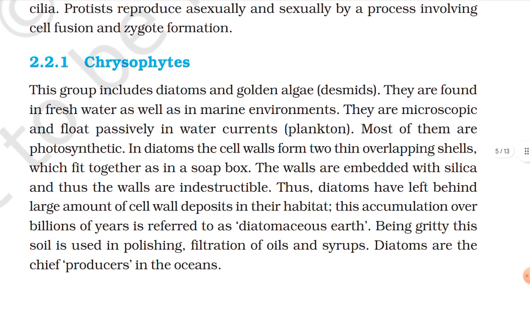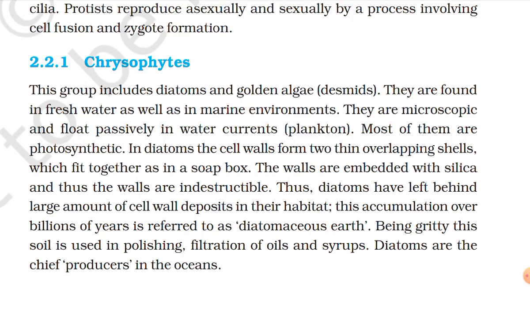Chrysophytes. This group includes diatoms, golden algae, and desmids. They are found in fresh water as well as marine environments. They are microscopic and float passively in water currents, as plankton. Most of them are photosynthetic.